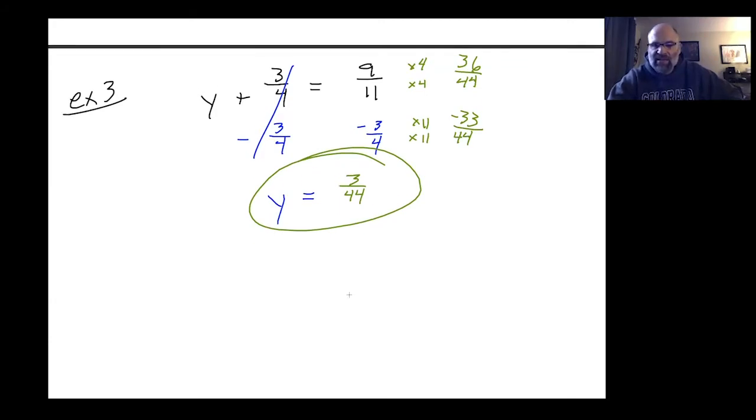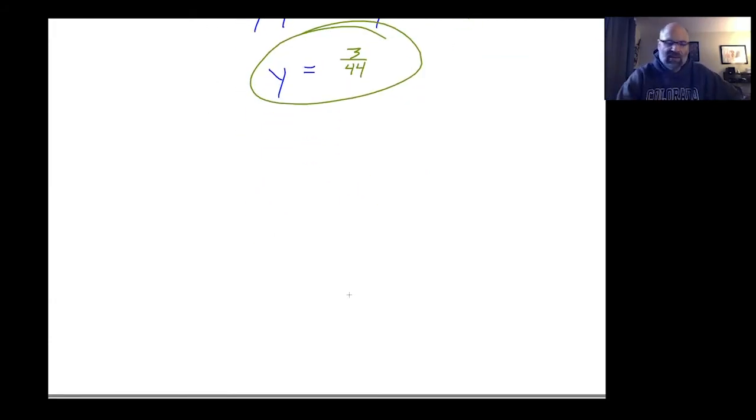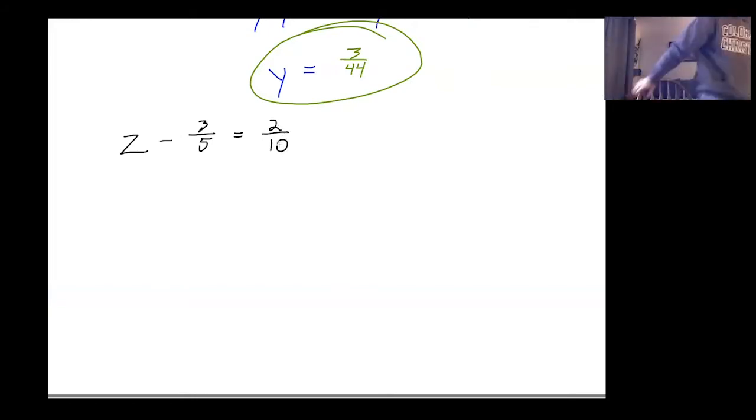Let's see if you guys can do this one on your own. Here's another one. This is the last example of the lesson. Here we go. Solve z minus 3/5 equals 2/10. Solve this equation. Go. Question? No. All right, solve that.